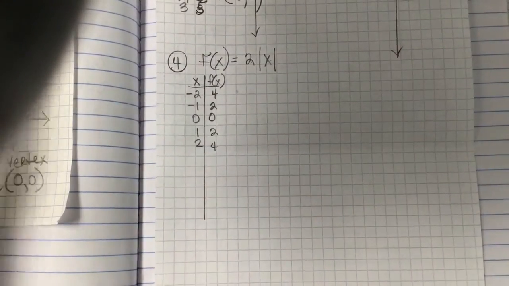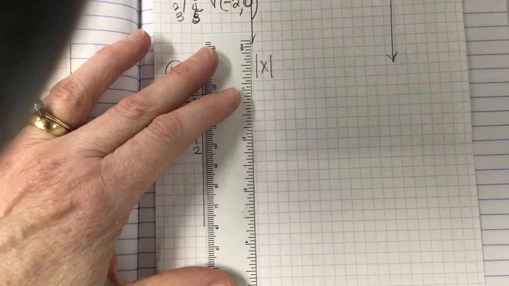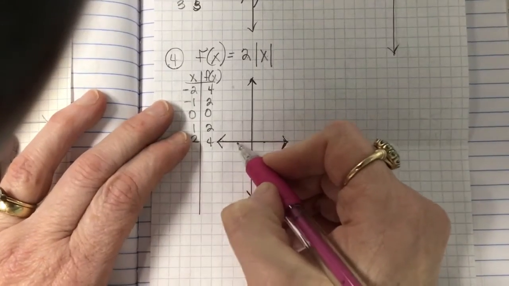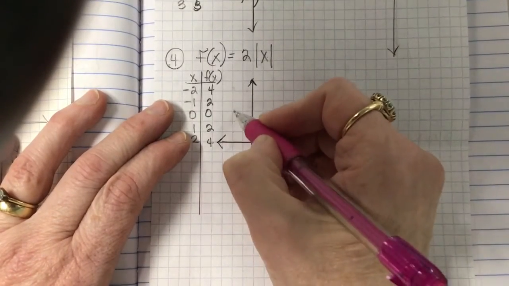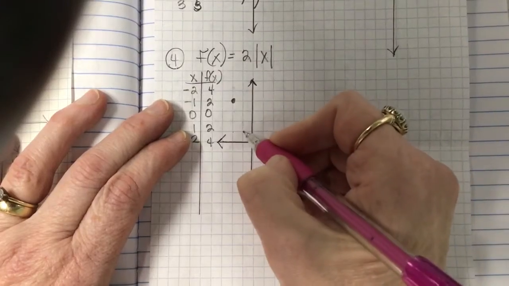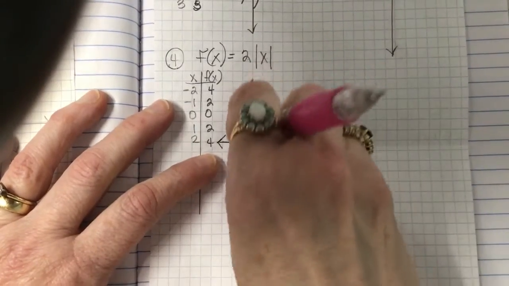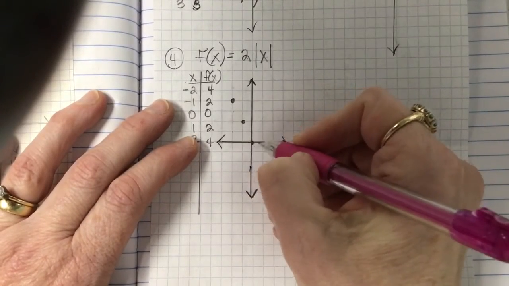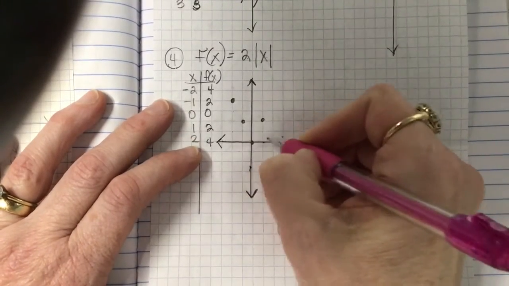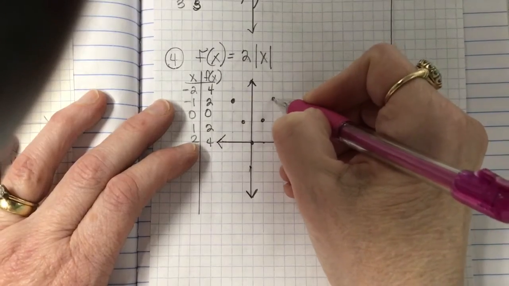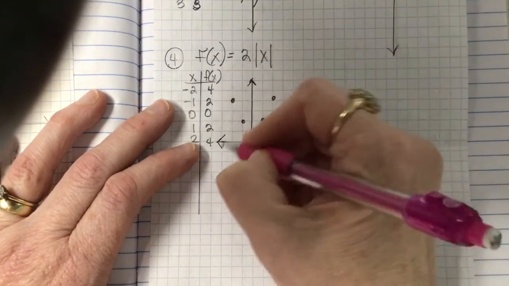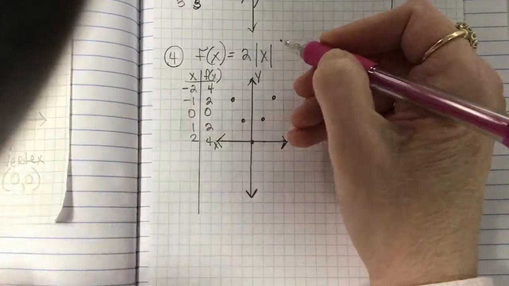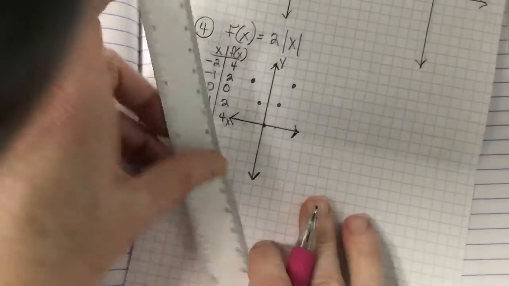We talked about that v being very symmetrical. I'm just going to plot them. You can plot them from your t-table. -2, 4. -1, 2. 0, 0. 1, 2. And 2, 4. See the symmetry of those points? If you fold it on the y-axis, you'll see that it would be the same on both sides.